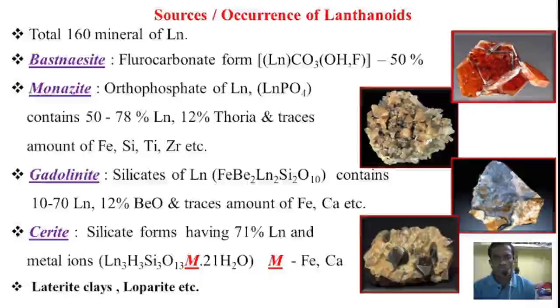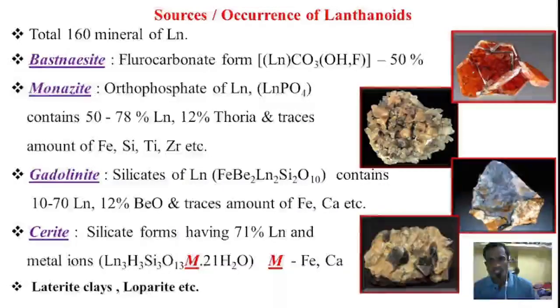These are the different sources or occurrences of the lanthanoids. As we know, broadly there are a total of 160 minerals of the lanthanoids, in which the lanthanoids exist in the rare earth. Out of that, bastnasite, monazite, gadolinite, cerite, laterite clays and loparite are the major minerals of the lanthanoids, and out of that bastnasite, monazite, gadolinite or cerite contain lanthanum in a sufficient amount through which we can extract the lanthanoids quantitatively.